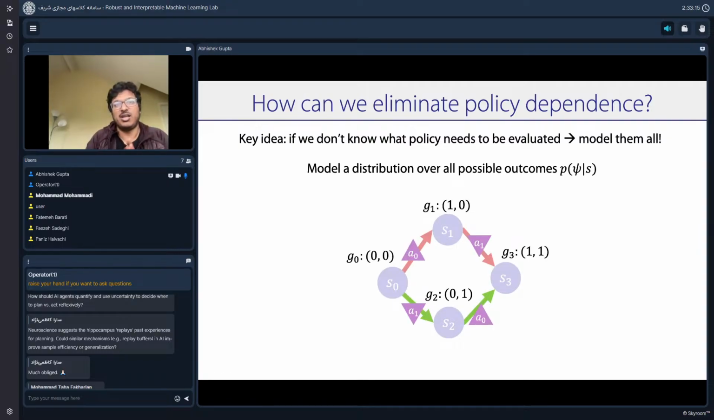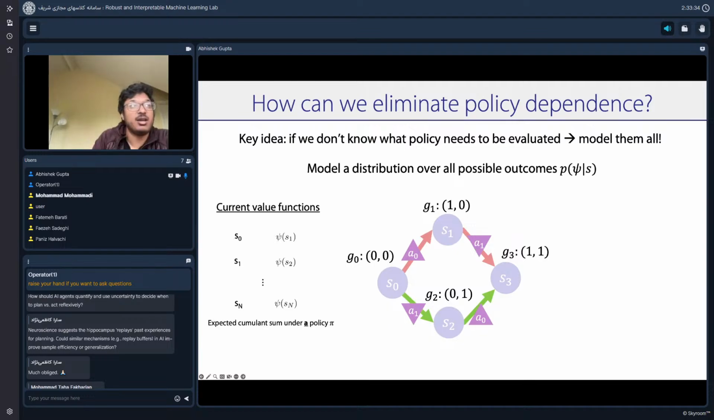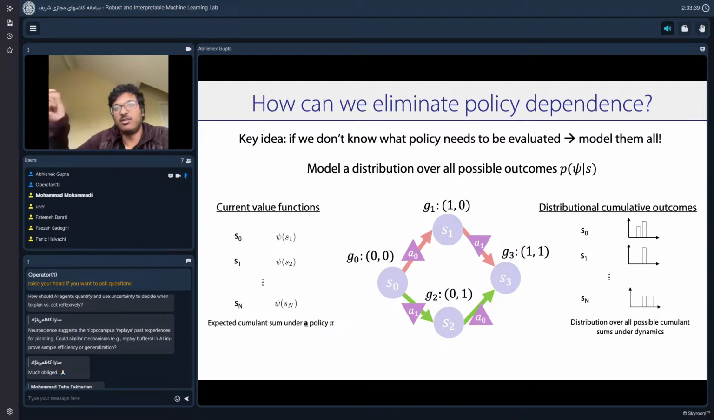So let's say you had a simple four-state MDP. You started at S naught. The features are shown here as G naught, G1, G2, and G3, right? And you had two paths in your data, right? S naught, S1, S3, and S naught, S2, S3. We don't know which path is going to be evaluated at test time, right? So instead of modeling just one of the paths, you're going to model the distribution of outcomes over all possible paths, right? So at S naught, you're going to model both the distribution of outcomes going from the top and from the bottom, right?